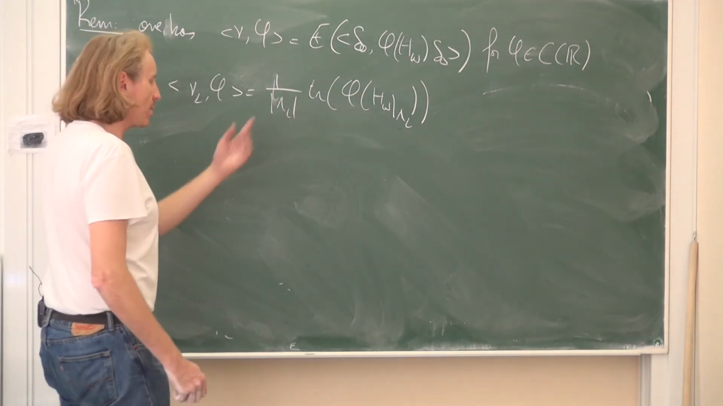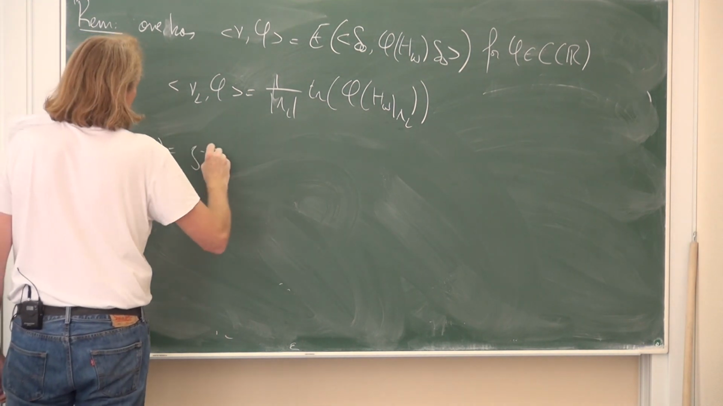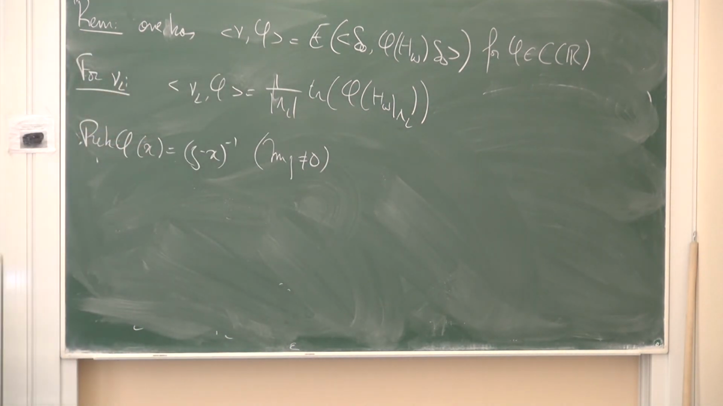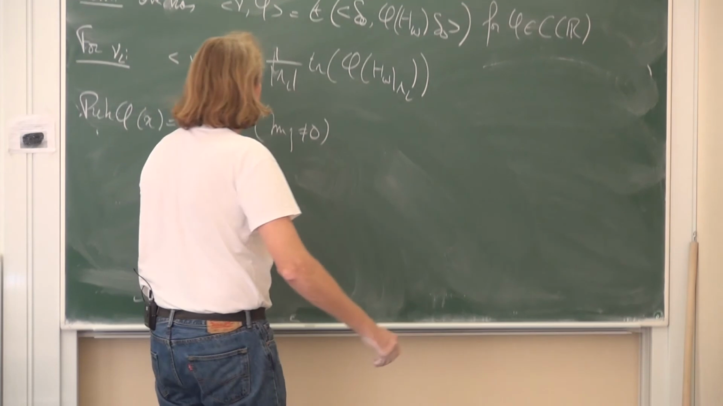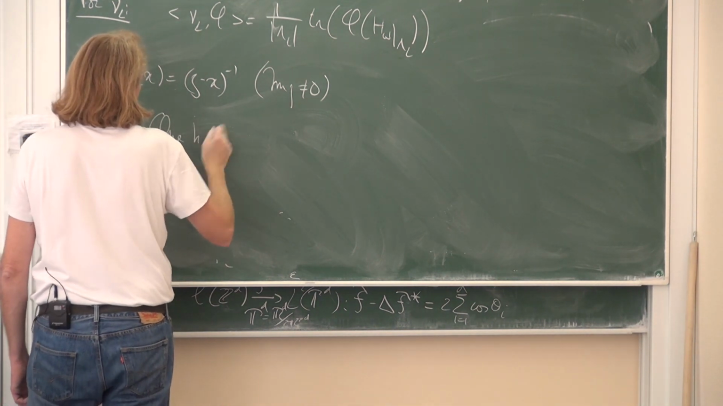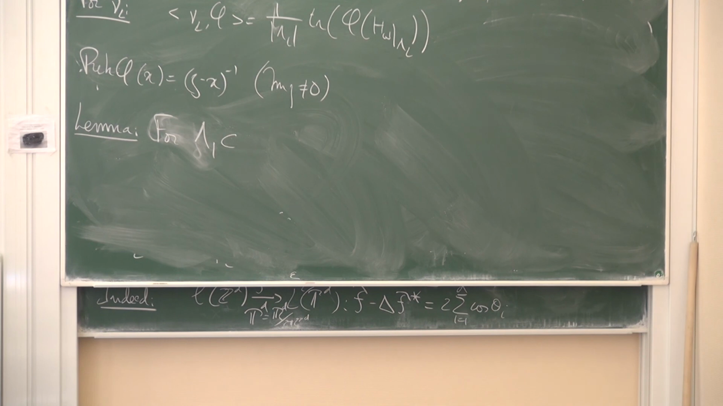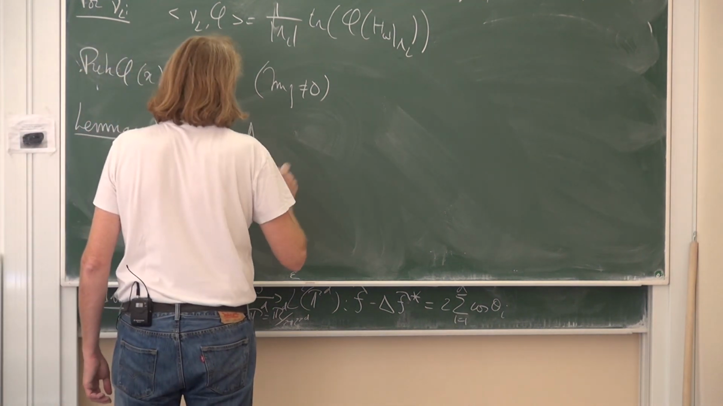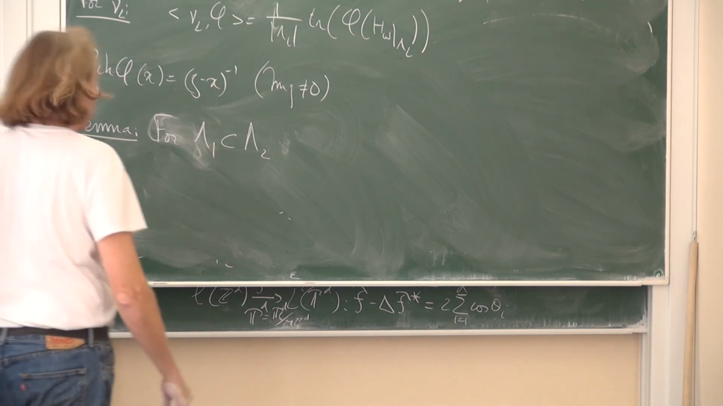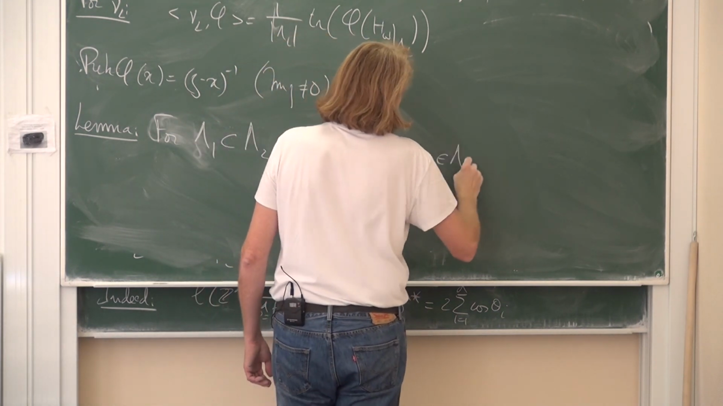We're going to start with a special family of phi's: pick phi of x to be z minus x inverse, right? Where the imaginary part of z doesn't vanish. So we take resolvents. And the first thing that we have is a lemma. For lambda 1 contained in lambda 2, actually which one is the bigger one in my notes? For lambda 1 contained in lambda 2, with n belonging to lambda 1 and m belonging to lambda 2 minus lambda 1.